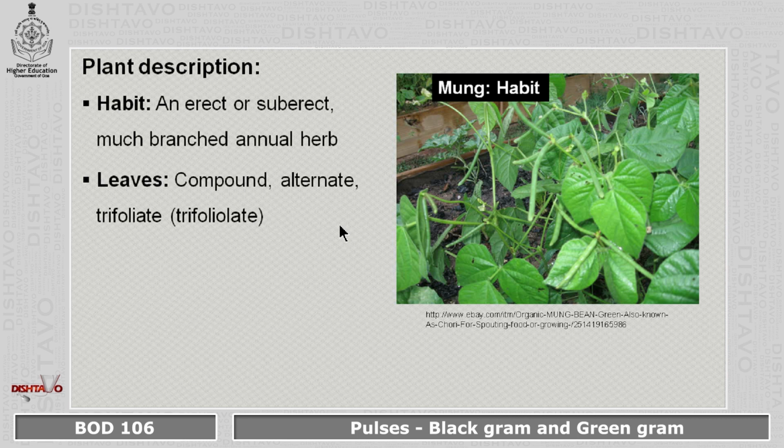Leaves are compound. Like any other pulses, you will find they are compound, trifoliolate or trifoliate. Three leaflets will be seen very clearly, and the arrangement of leaves is alternate.